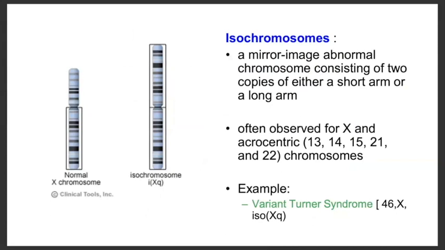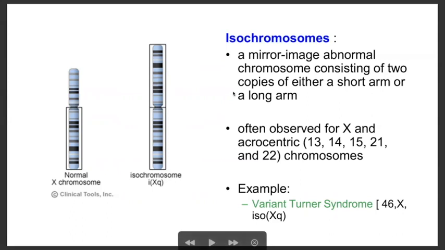Isochromosomes are mirror images of abnormal chromosomes consisting of two copies of either a short arm or a long arm. It is often observed for X and acrocentric chromosomes such as chromosomes 13, 14, 15, 21, and 22. An example of isochromosomes is variant Turner syndrome, which is 46,X,i(Xq).